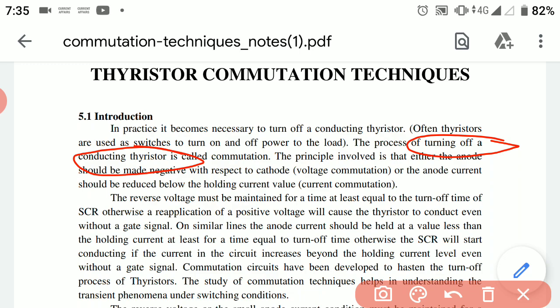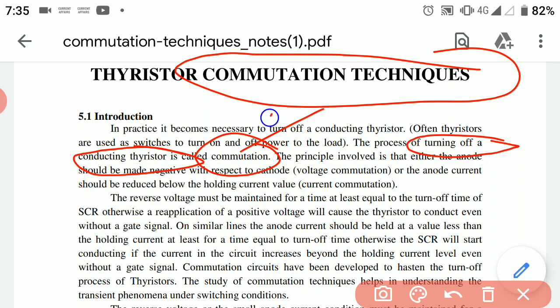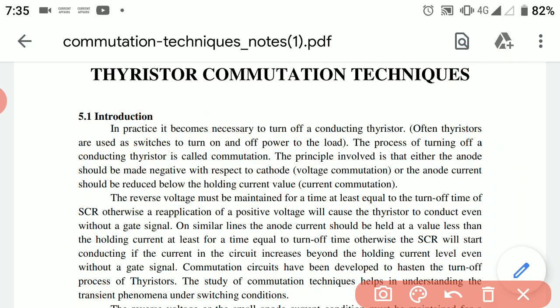So, to turn off the conducting thyristors, we use commutation techniques. By using these techniques, we will first turn off the conducting thyristor, that is from conducting mode to non-conducting mode, and then the thyristor can turn off the power to the load.